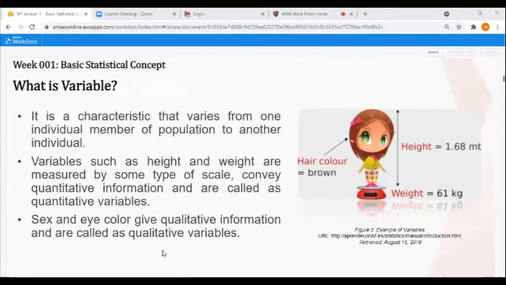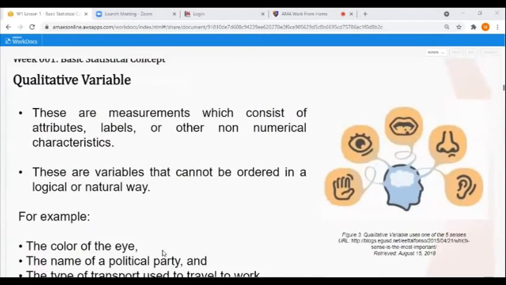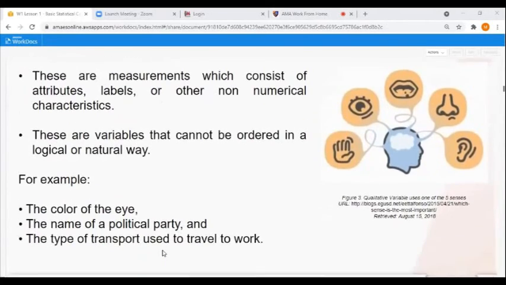So, more on qualitative variables. Again, qualitative variables are measurements which consist of attributes, labels, or other non-numerical characteristics. These are variables that cannot be ordered in a logical or natural way. As you can see here in the figure, it makes use of our senses: the sense of hearing, touch, sight, smell, and taste.